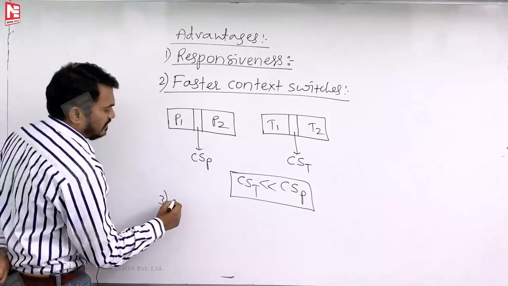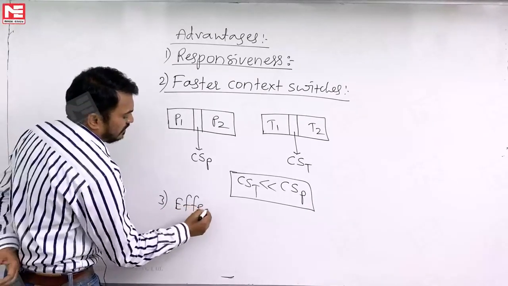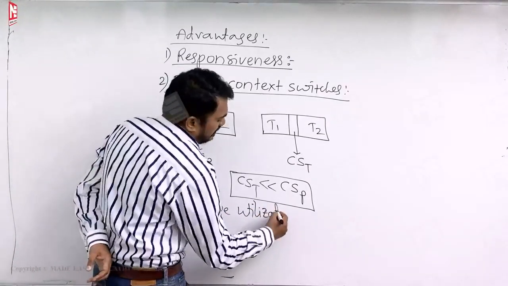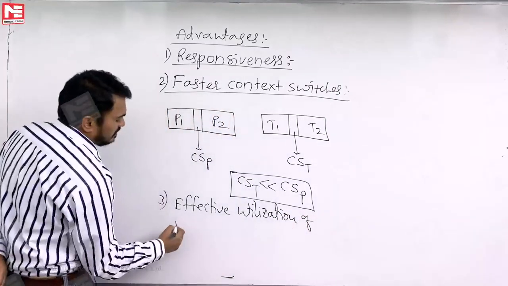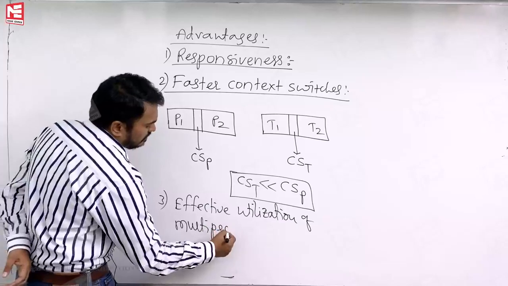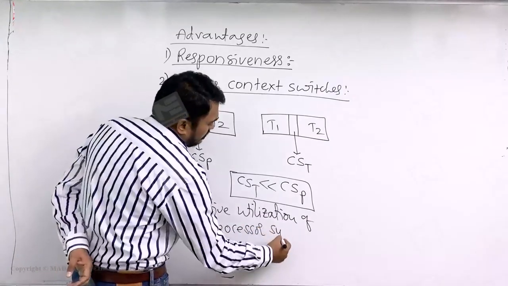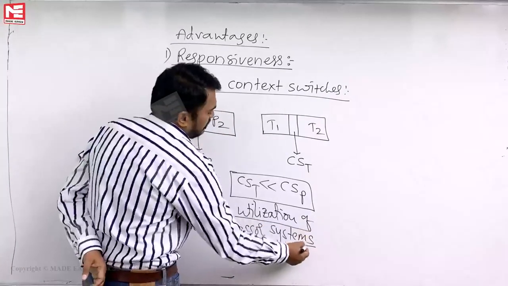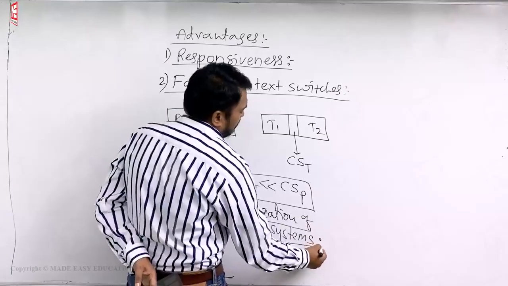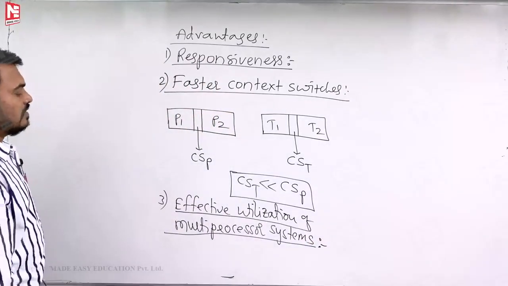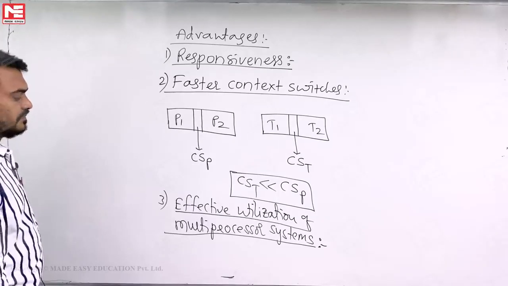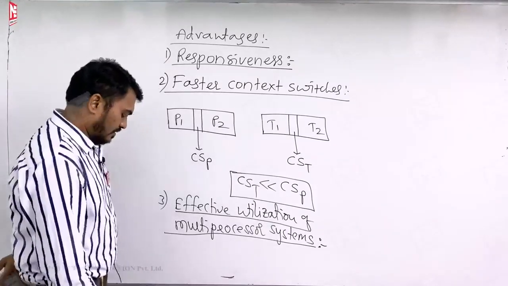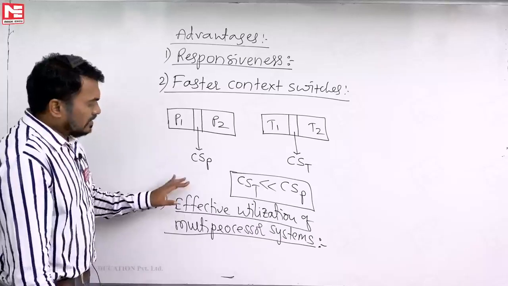The next one is effective utilization of multi-processor systems. Copy this. Effective utilization of a multi-processor system.